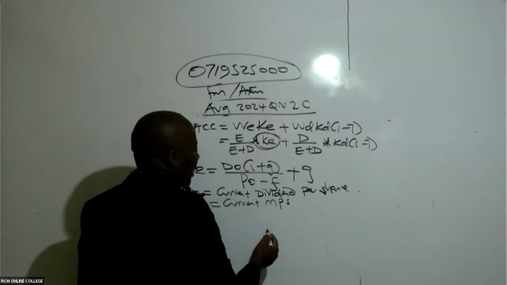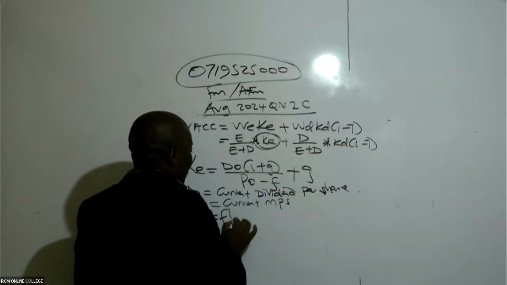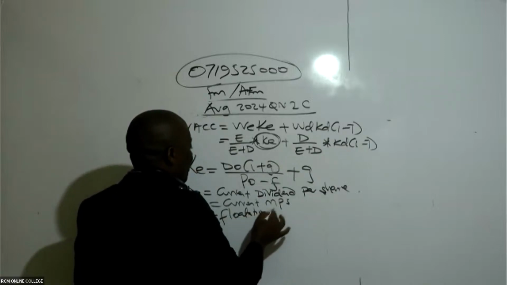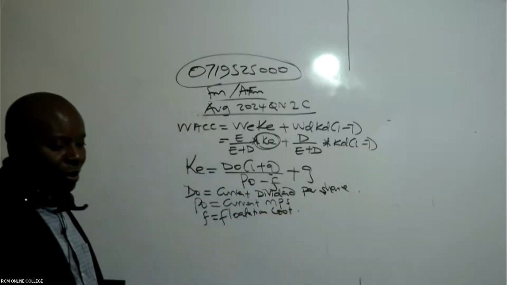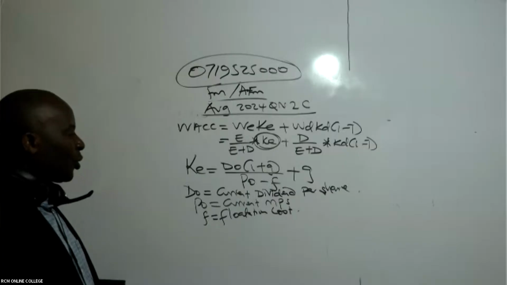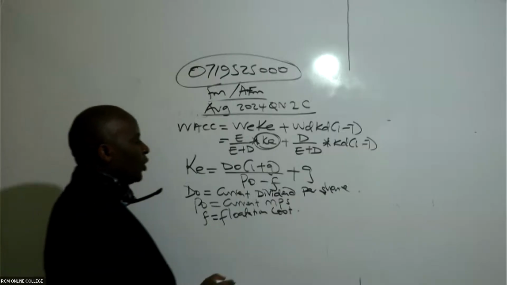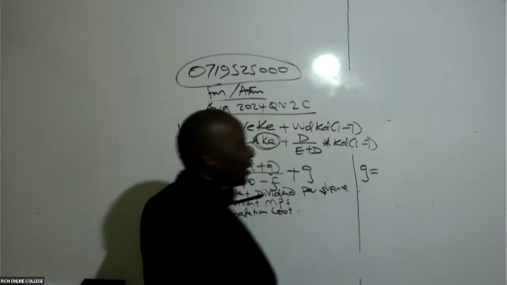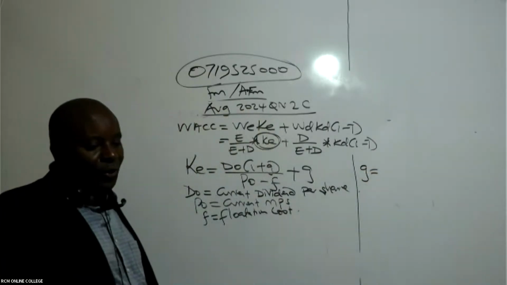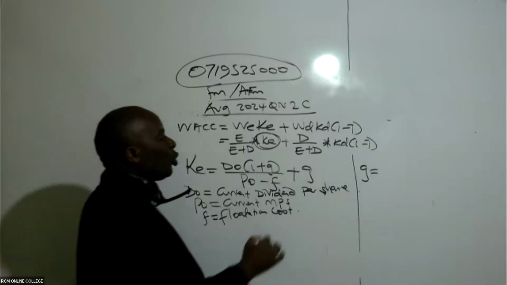Market price per share. Then we have F, which is flotation cost. Then, of course, we have g, which is the growth rate. In most cases, g will never be given to us. In most cases, we must know how to calculate g.